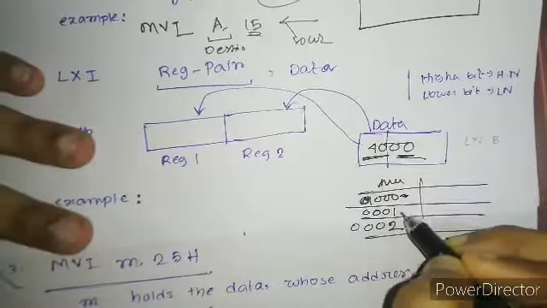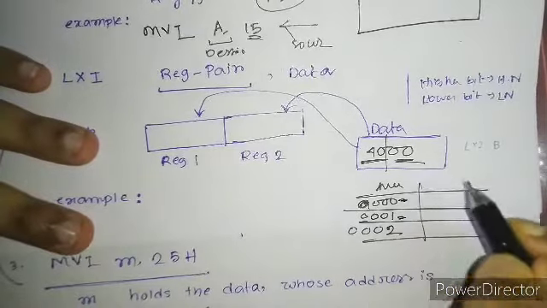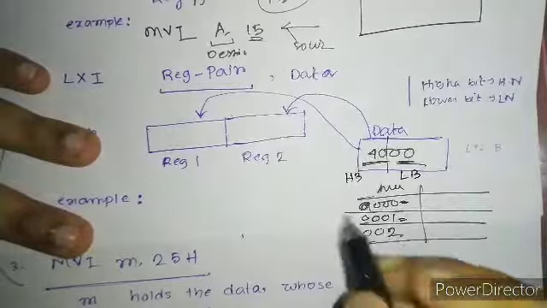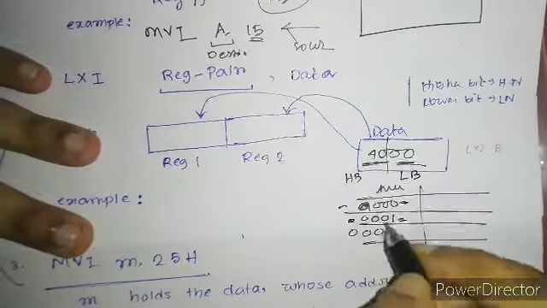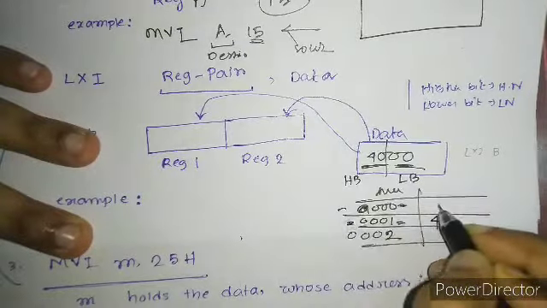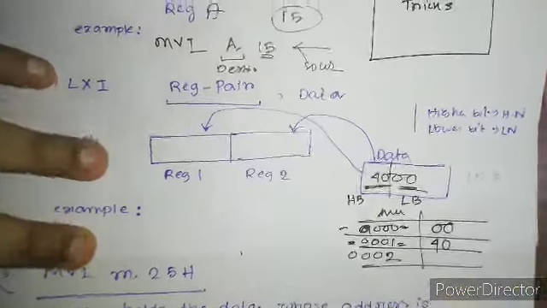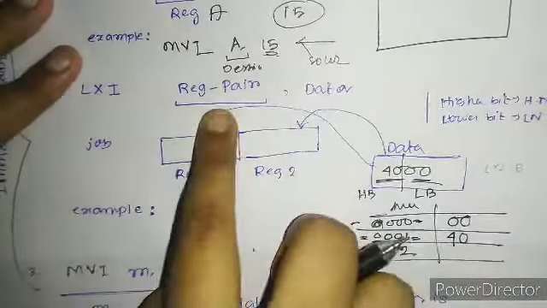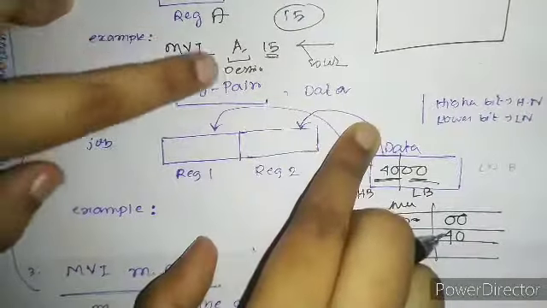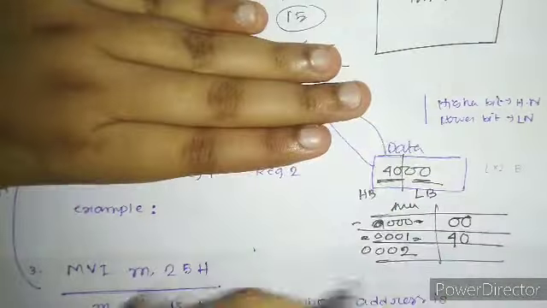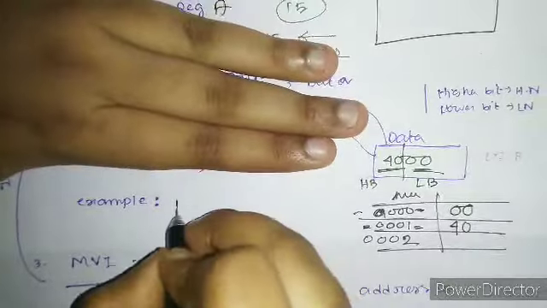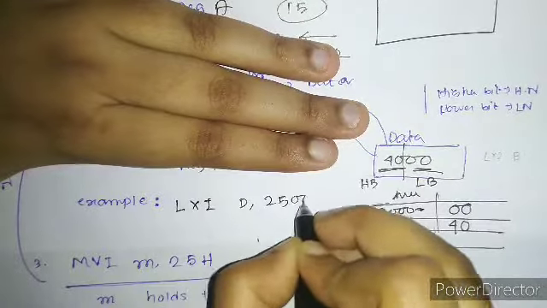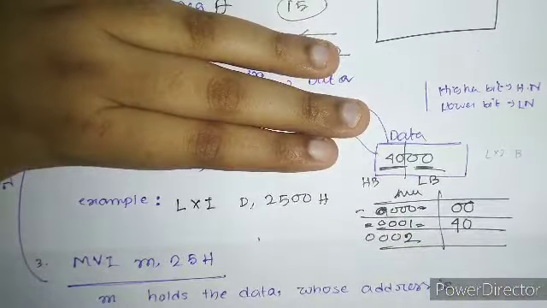So 00000001. First, higher byte, lower byte. Higher byte will go to this, lower byte will go to this. Now, LXI register pair comma data. This is the syntax I have shown. Okay, the main example is like this: LXI D comma 2500. What have I taught?